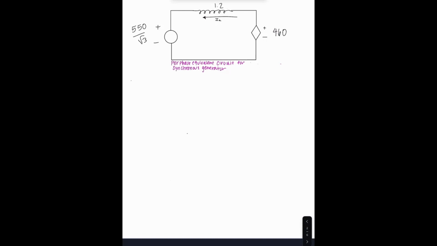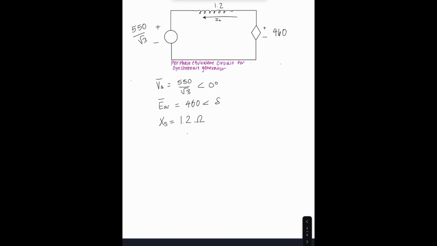Then I'm going to continue filling in these values so that I know what to use. First, I like to take the voltage as reference. So I say that VA, since we're using phase A, is 550 over square root of 3 with an angle of 0, since I decided to set it to 0. And then the excitation voltage is 460 with its angle being delta, which is what we're looking for. And then we still have 1.2 ohms. Now, what can we do?